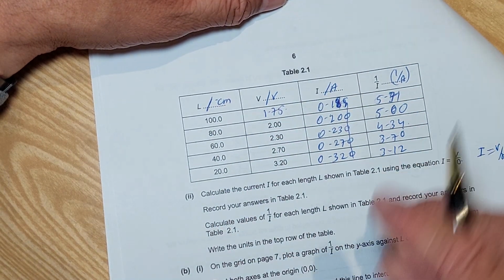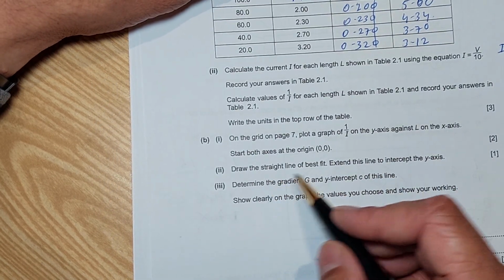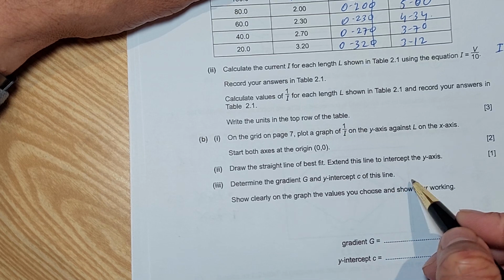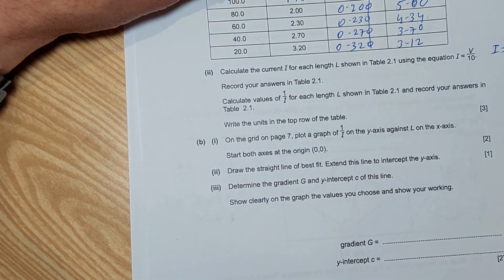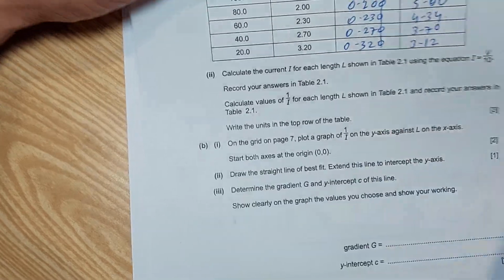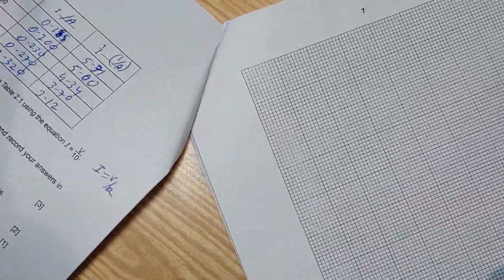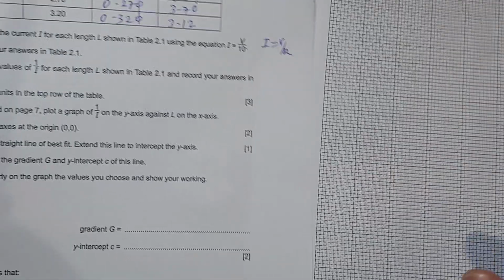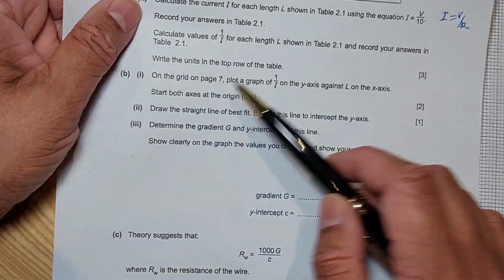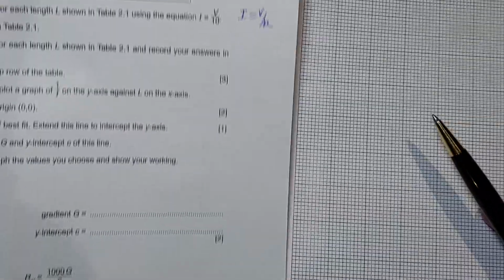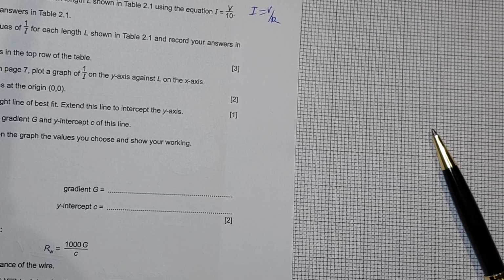These are your units. Once we're done with that, draw a straight line of best fit. Extend this line to intercept the y-axis. Determine the gradient and y-intercept of this line. Show clearly on the graph the values you choose, and show your working. Now, this is what I'm going to do over here. I'm going to keep this as well. Just if I could take this off just for you guys. Now on the grid on page 7, this is page 7 over here. So how do you choose your values? Let me tell you about that.